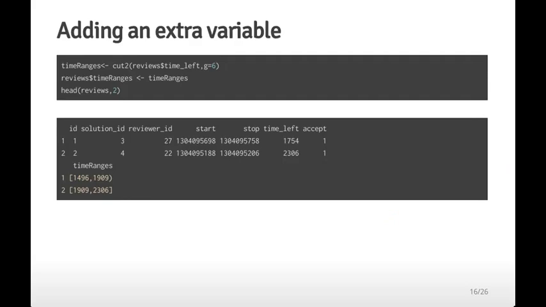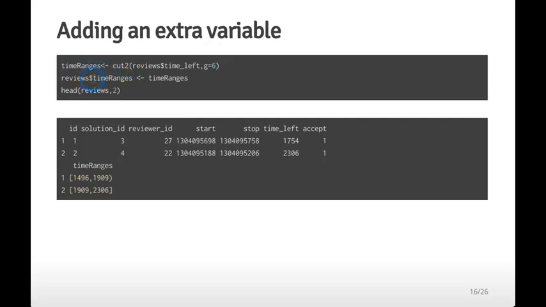So you might want to add this extra variable to your data set. When you're doing data munging, sometimes you'll create a new data variable either by taking a transformation, or in this case by breaking a quantitative variable up into a qualitative variable that is defined by ranges. And sometimes you want to add that to your data frame. So what you can do is you define this time ranges variable by applying the cut2 function.